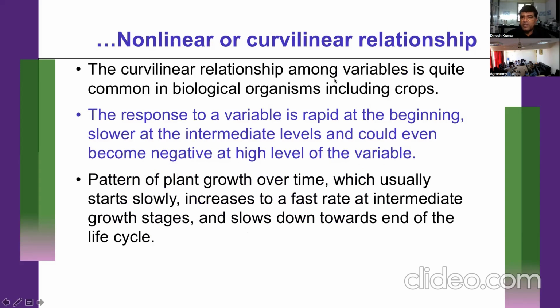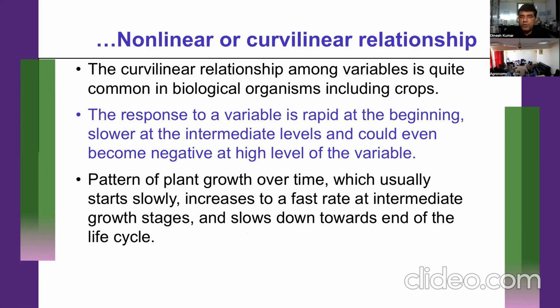The curvilinear relationship among variables is quite common in biological organisms, including crops. You see in our crops also, initially seed germination is there. I have already explained that at the time of seed germination, there is very slow growth. Then it starts increasing slowly and the growth rate becomes very fast. And then it again becomes constant. So you can recall the sigmoid curve kind of thing.